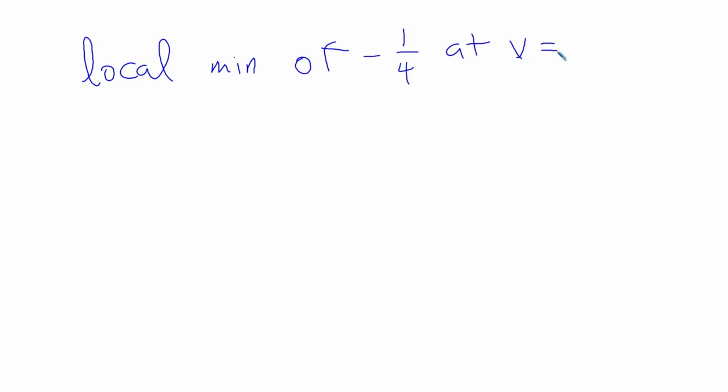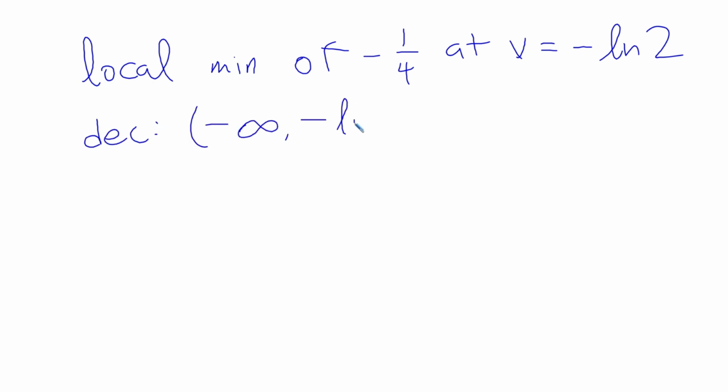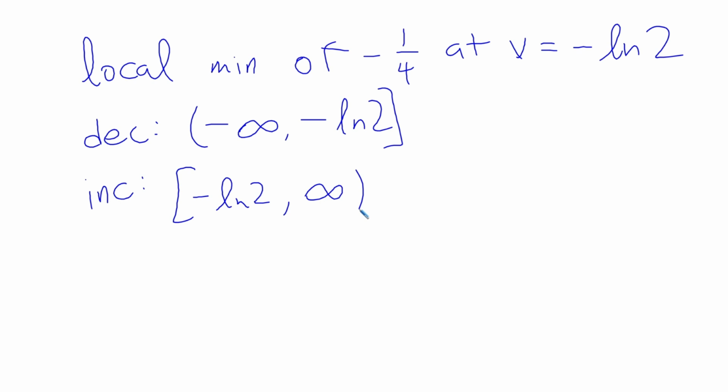So we'll write this out on a new page. We've got a local min of negative 1/4 at x equals negative ln 2. And then we were decreasing from negative infinity to negative ln of 2, with a bracket, of course, on that. And then we are increasing on negative ln of 2 to infinity. And that's it there for number 7.